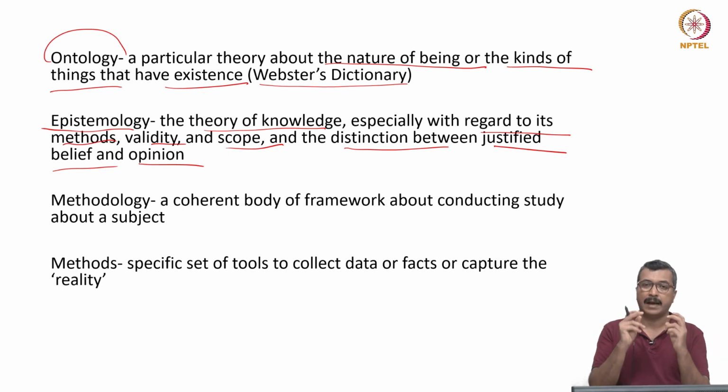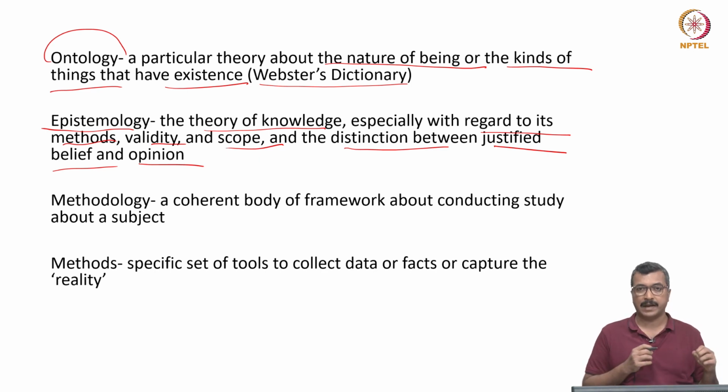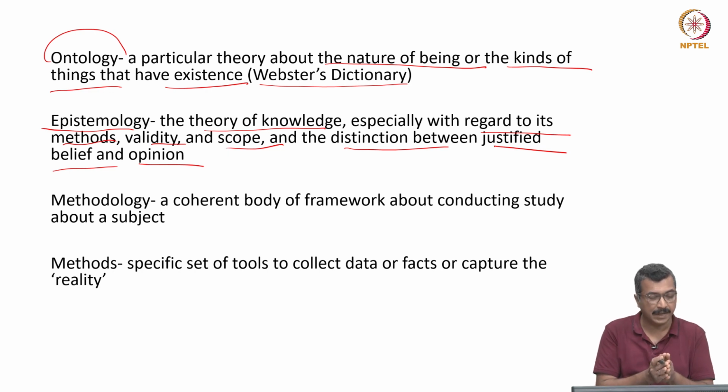The first one is more of a philosophical concern about existence. The second one is, given a particular kind of existence, how do we create knowledge systems that are amenable to capturing and understanding this existence. So that is epistemology, the theory of knowledge, especially with regard to its methods, validity and scope, and the distinction between justified belief and opinion. So whether you are going by justified belief, or is it just an opinion? All these things come under epistemology.